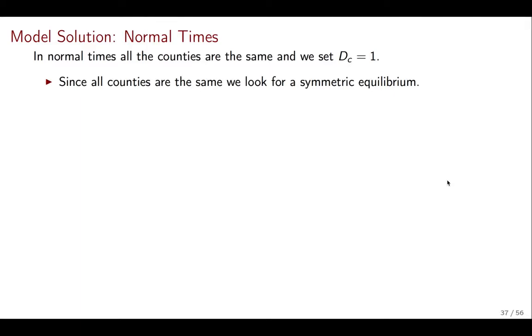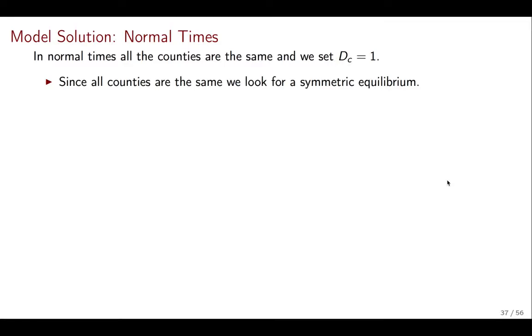So we're going to assume that in normal times, all counties work beautifully. They are all the same. And so because all the counties are going to do the same thing, we're going to be looking for a symmetric equilibrium, where the value of the variables in all the counties is equal.